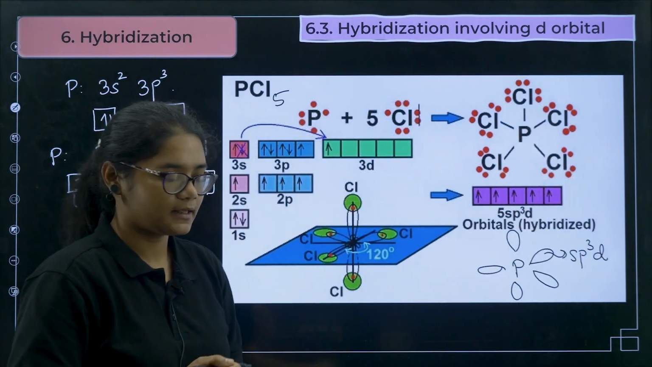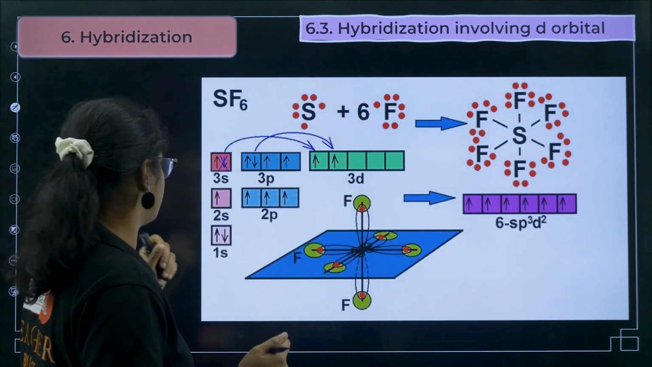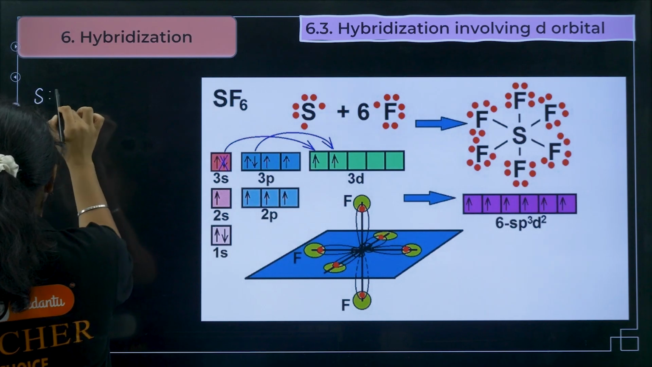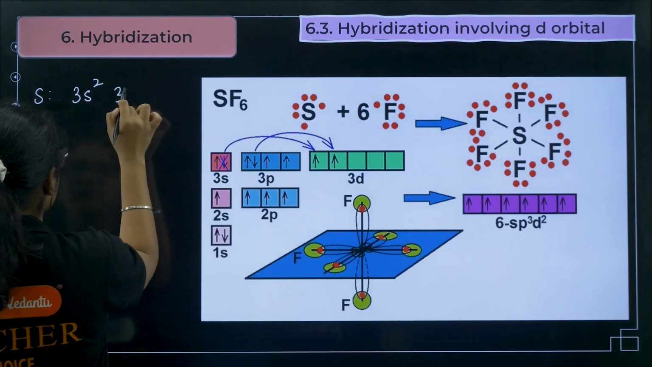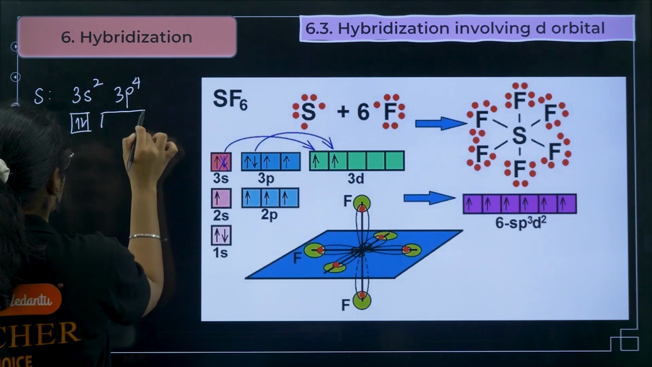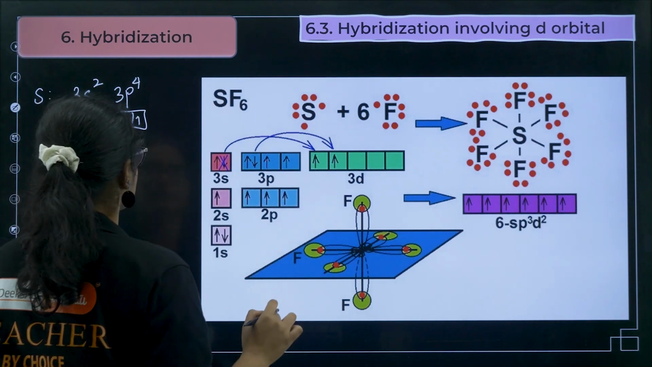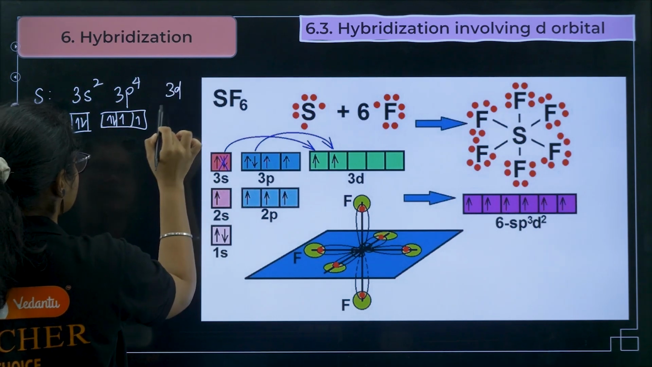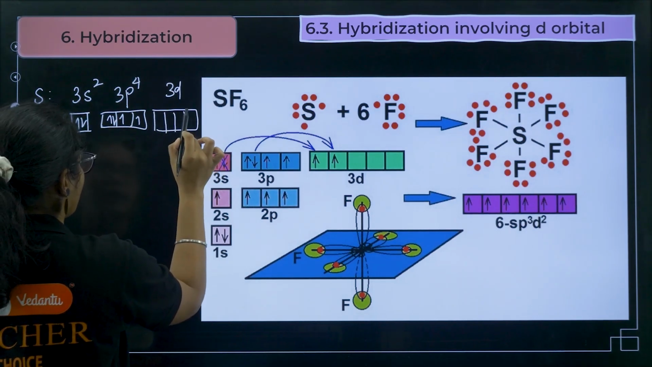Okay, clear? Similarly, you can see the example of SF6. The SF6 hybridization is sp3d2. Sulfur's electronic configuration is 3s2 and 3p4, right? So you have 3s2 and 1, 2, 3 and 4, 3p4. Now what happens? We need 6 unpaired electrons, but we have only 2, so 3d is there. So I can excite them.